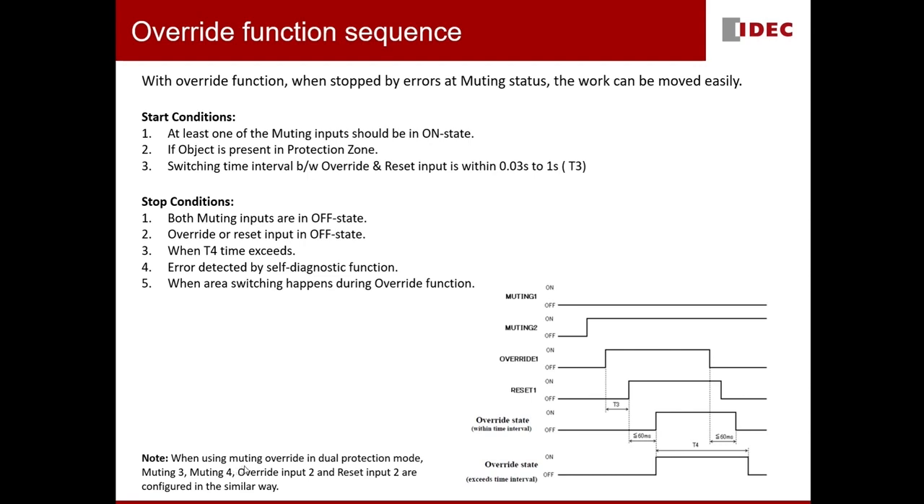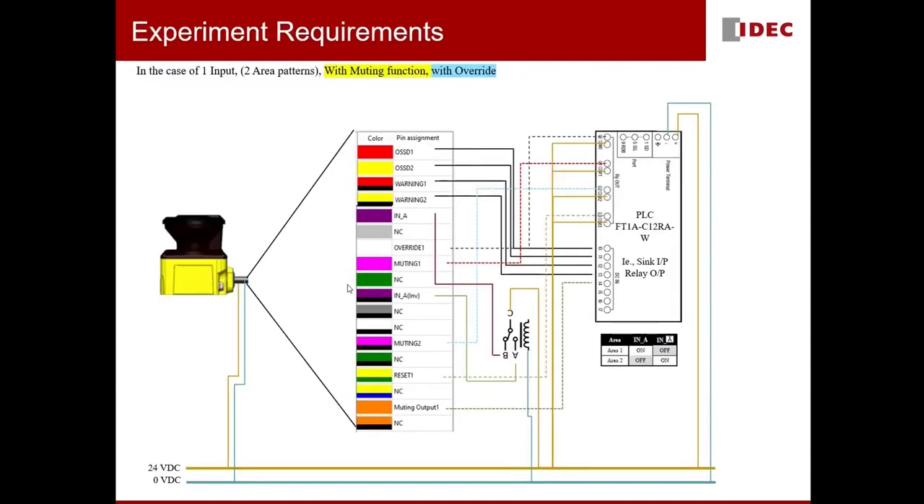If you are going with dual protection zone instead of 2 warning zones, in that case muting 3, muting 4 as well as override 2 and reset 2 are configured. The process will be quite the same as we have seen here. Instead of muting 1 and 2, we will have muting 3 and 4 for the second protection zone, and similarly override 2 and reset 2. Coming to the wiring diagram, I have excluded the area pattern sequencing output, that is Q0. Instead, I have provided it to override 1, and the Q3 output of the PLC is provided to reset 1, since these 2 functionalities are needed for the override function.